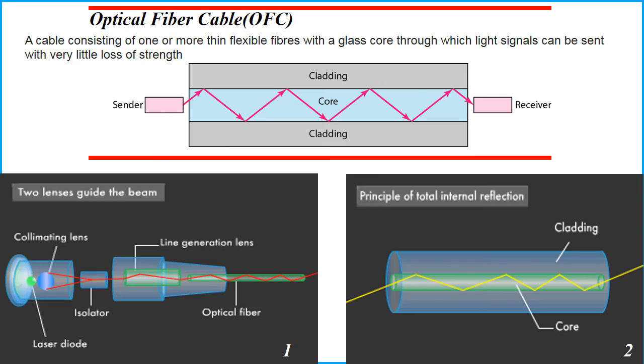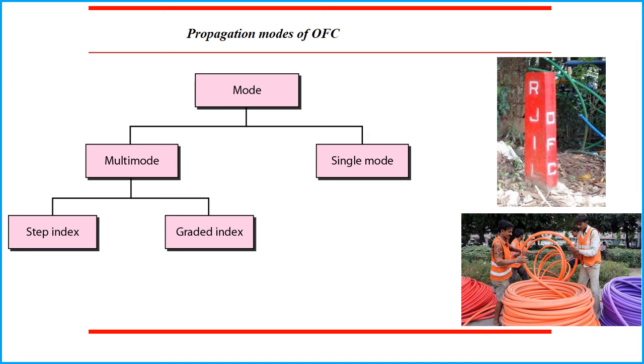The laser light travels over the fiber optic cable, that is the inner core of the fiber optic cable, following the principles of reflection and refraction. We can normally see posts bearing the name OFC on the roadsides, which is nothing but the fiber optic cable buried under the ground, used for telephone communications as well as data communications.